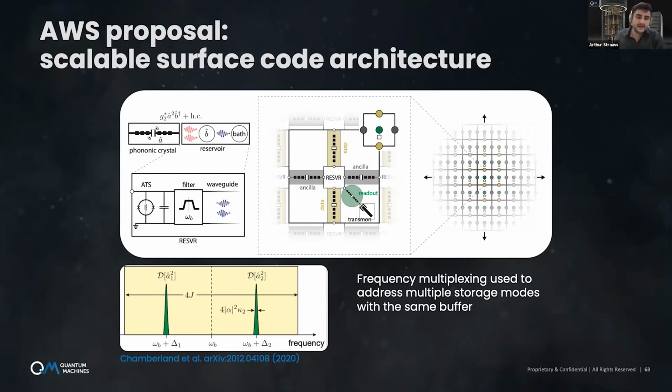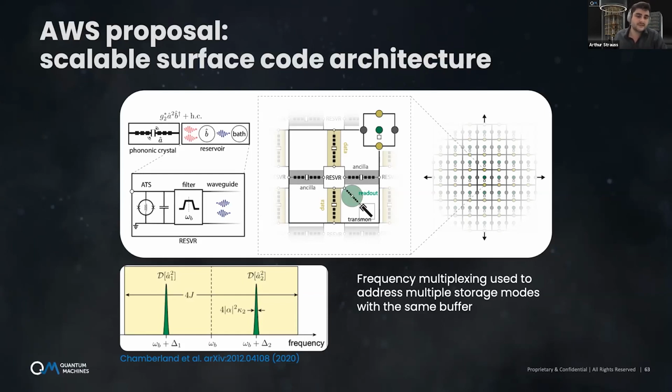And now the idea of this architecture is that you have this reservoir, which is the combination of the ATS and the buffer that I just introduced previously, which is coupled to multiple modes. And now you would ask, okay, but I have to be able to address all of those modes separately. And the way it is done is by addressing them through frequency multiplexing. So each of the storage modes here has a different frequency.